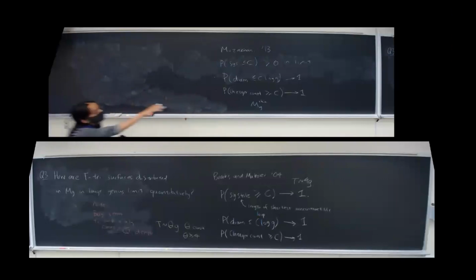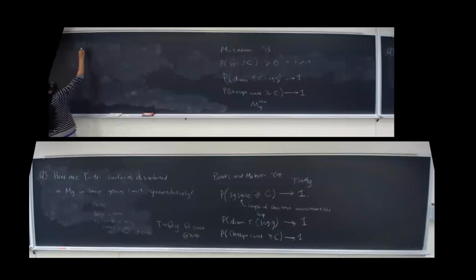Yeah, so to put a metric on moduli space, what we need to do is understand what it means for two Riemann surfaces to be close, or what is the distance between them. So for that, I'm going to define quasi-conformal distance.